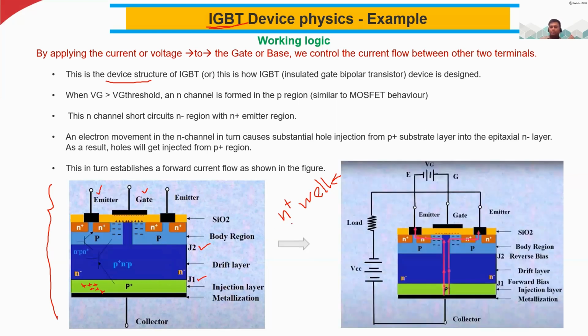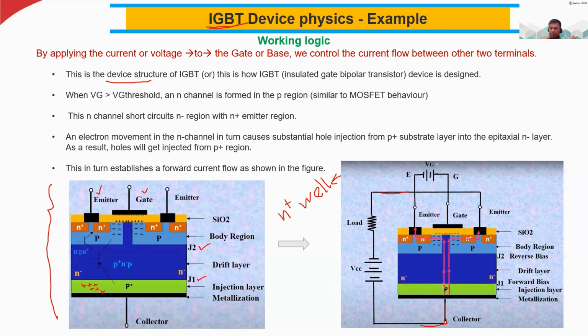So now what's happening? Now I apply the voltage between the emitter and this collector. There will be no current flow. Maybe I change the color of my pen. So now I apply the gate voltage. This is called VCC. We are applying it between emitter and collector.